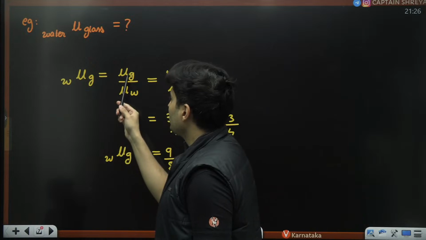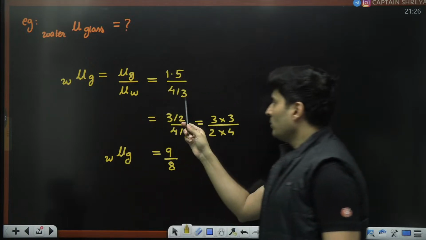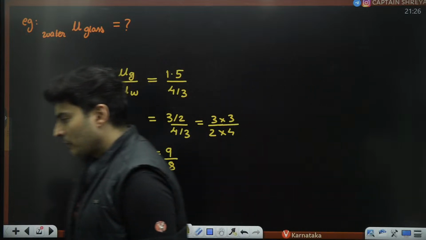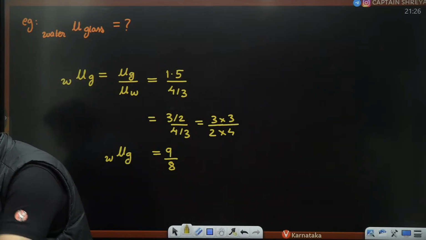1mu2 is mu2 by mu1. Mu2 I know, mu1 I know. Substituting it, I get the answer. I hope this is clear.